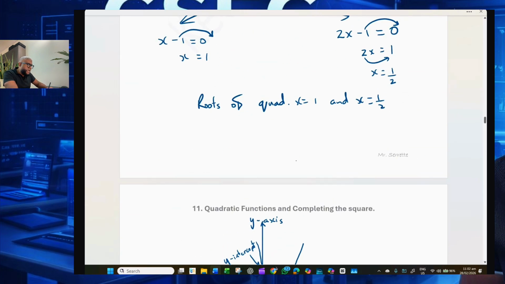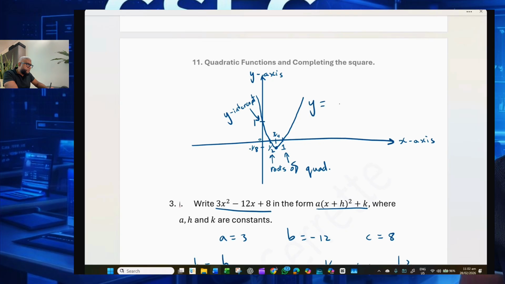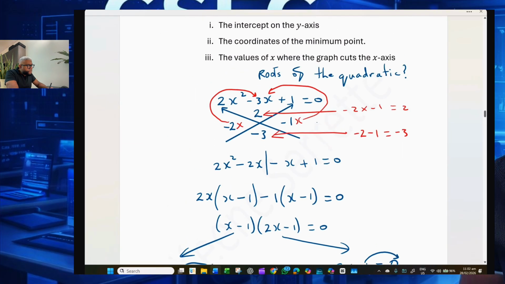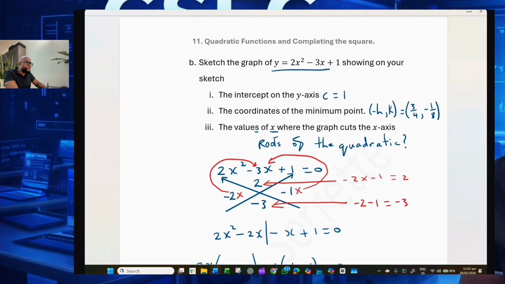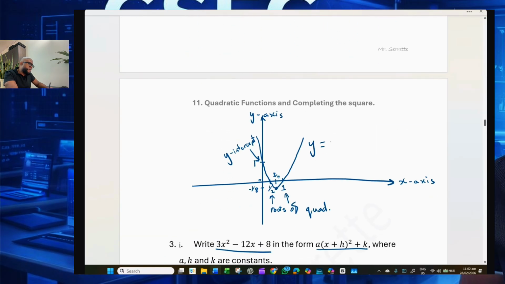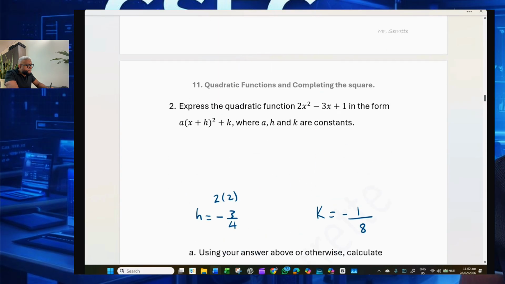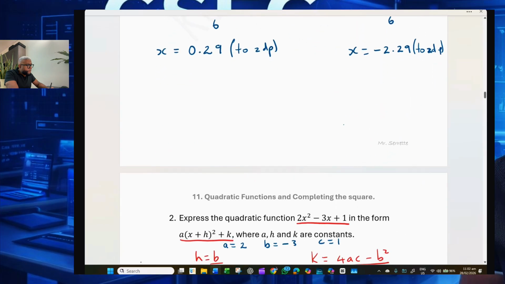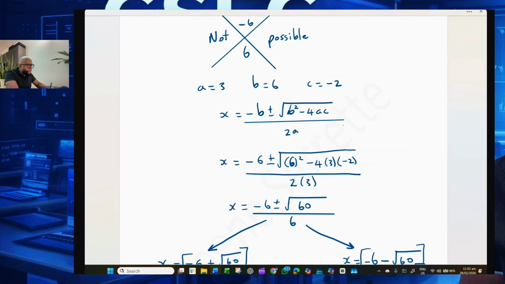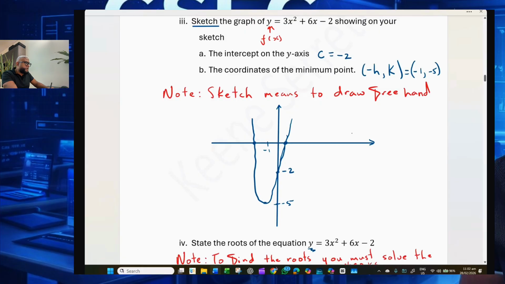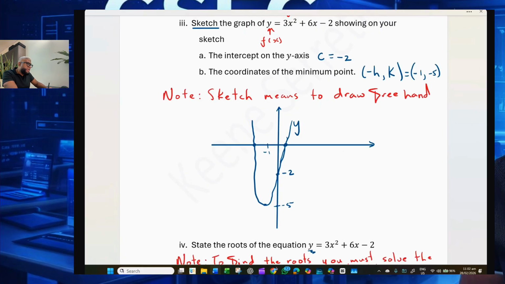This one was y is equal to what? Look at here. Y is equal to 2x squared minus 3x plus 1. How many more curves did we do? We didn't do our curve up here somewhere? Right. What was this one? Look at right there. Y is equal to 3x squared plus 6x minus 2.